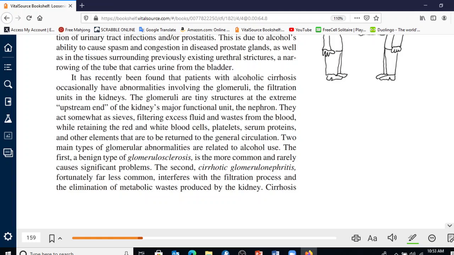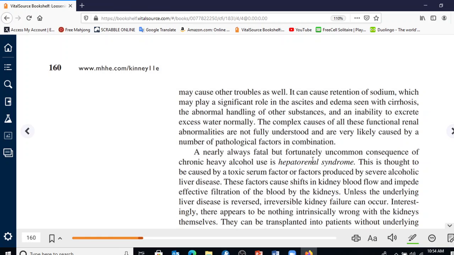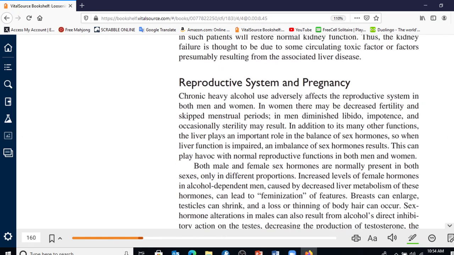Alcohol doesn't have a real necessary deleterious effect on the kidneys directly, but the kidneys can be affected by the alcohol's effect on the liver. And the alcoholic's effect on the liver creates toxins that are in the bloodstream, and they affect a lot of different organ systems, and the kidneys being one of them. So that happens. A nearly always fatal but very uncommon consequence of chronic heavy alcohol use is hepatorenal syndrome. And this is where the liver is shutting down and it's pumping toxins out. It's not purifying the blood like it's supposed to. And there are factors that cause shifts in the kidneys' blood flow and causes the kidneys to shut down. And then, unless you've got a transplant waiting in the wings, you're probably going to die from it.